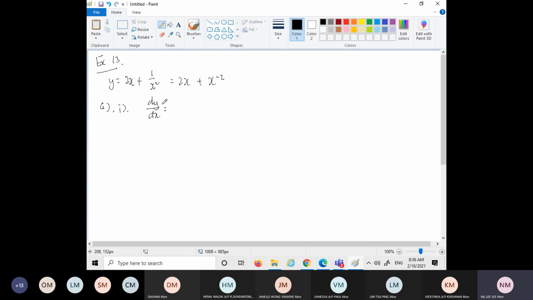Find dy/dx. Differentiate 2x, you get 2. Then differentiate x to the power -2: you bring down the power -2, x, and then power -2 minus 1 is -3. So you are getting 2 minus 2 over x to the power 3, because negative, you write as the denominator. So this is what you get.